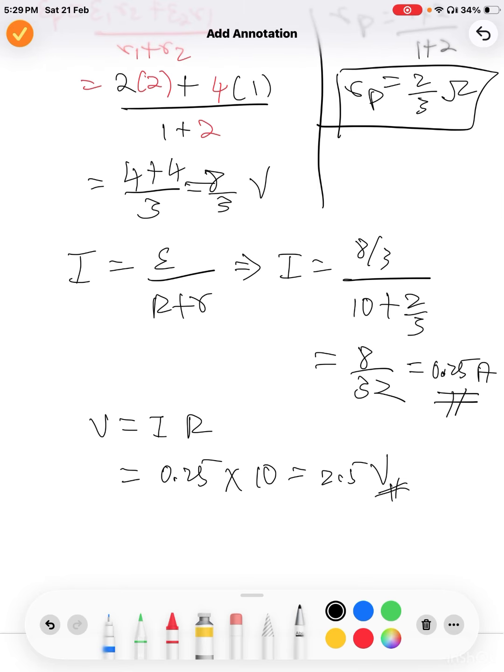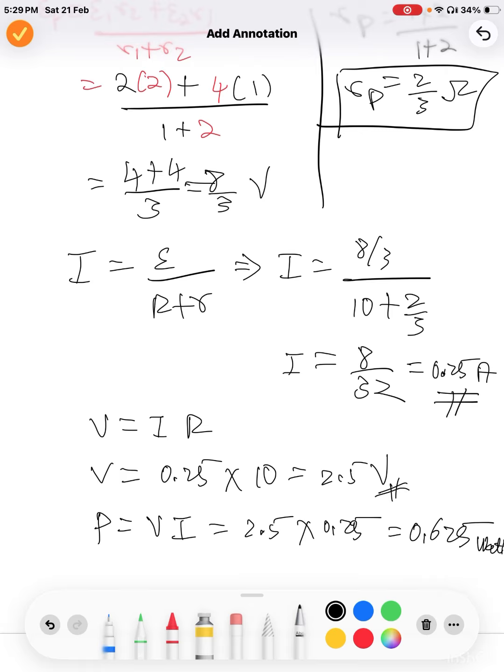Once you know the potential and current, can we find power dissipated? So power equal to V into I. So what is the V value? V value is 2.5 and the current is 0.25. So 2.5 into 0.25 will become 0.625 watt is the power.